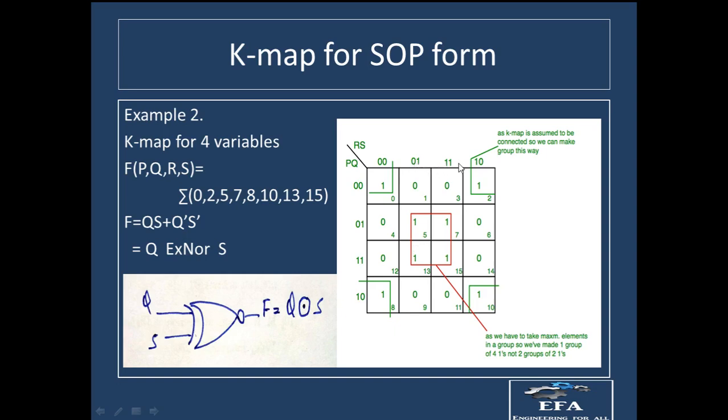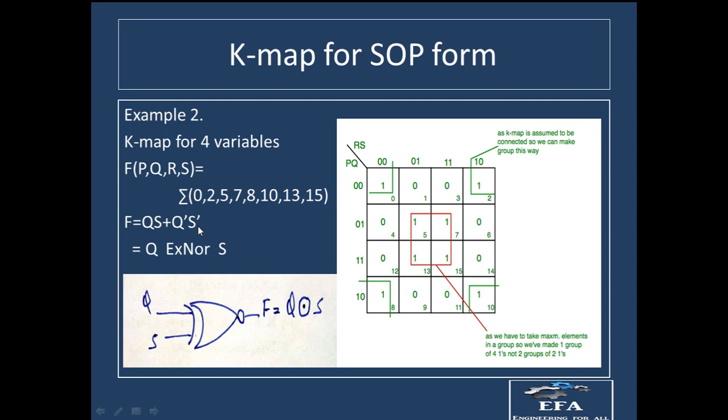S is equal to 1, S is equal to 1, right? So we have to keep it. S is again equal to 1, so we have to keep it in a straight manner, right? So we'll be having QS from this second group. So ultimately our answer is F is equal to QS plus Q complement S complement, right?